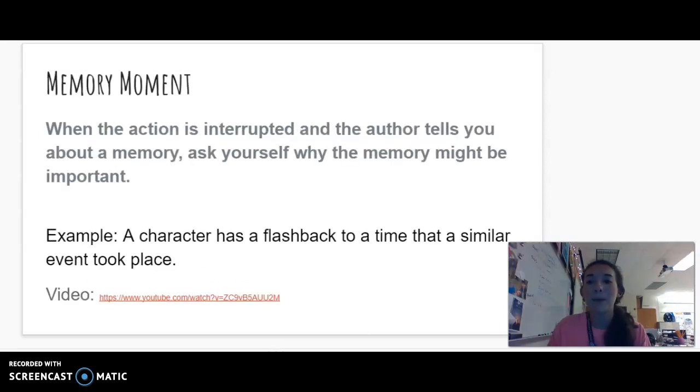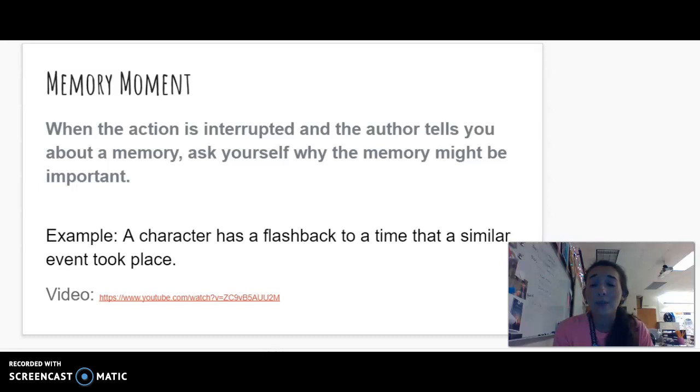Alright, memory moment is another signpost for foreshadowing. This is when the action is interrupted and the author tells you about a memory. So this might be considered kind of like a flashback, if you see those in TV shows, when a character thinks about something that has already happened. This would not be a flash forward. This is only for memories that have already occurred. Ask yourself why the memory might be important.